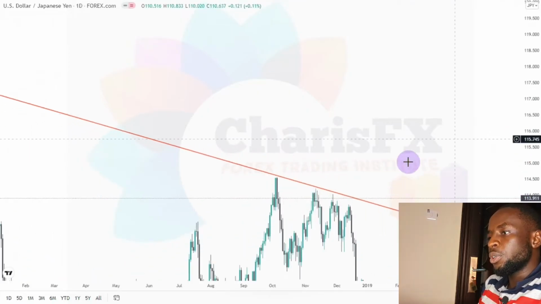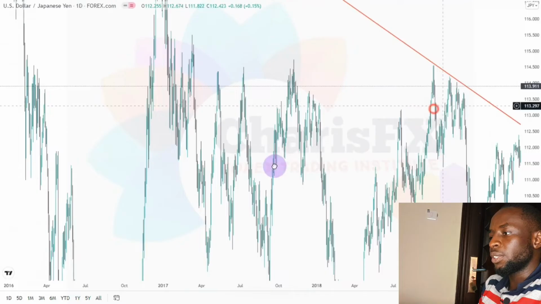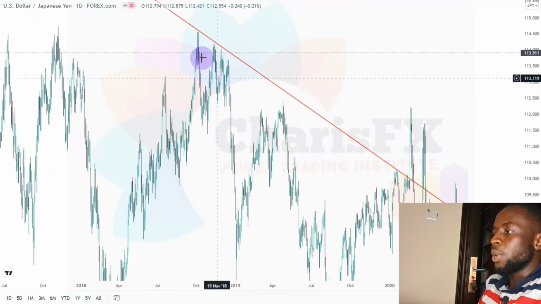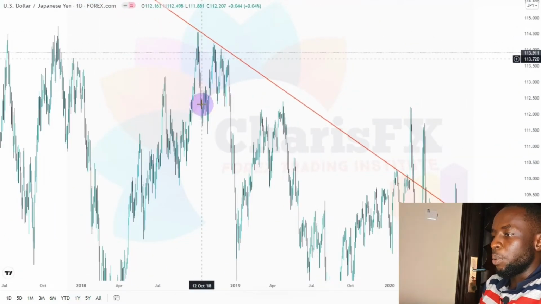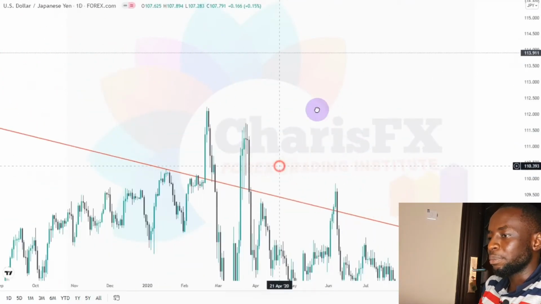Okay, so this should have been another shorting opportunity. This is another shorting opportunity. But then we now see that price broke that trend line and the trend line was no longer respected.